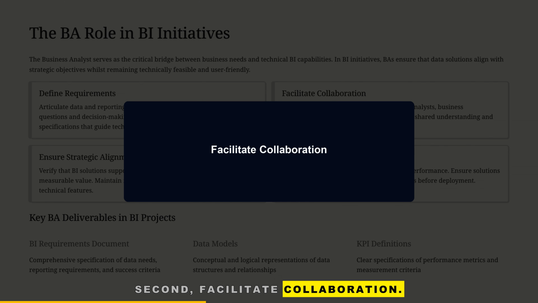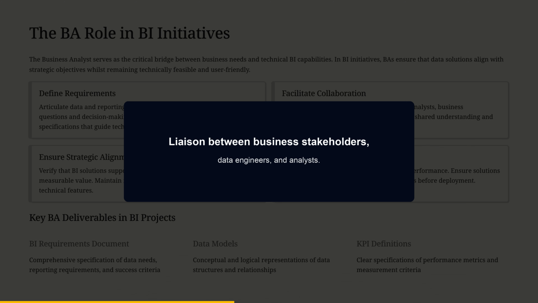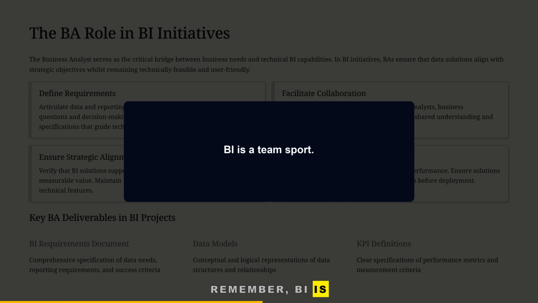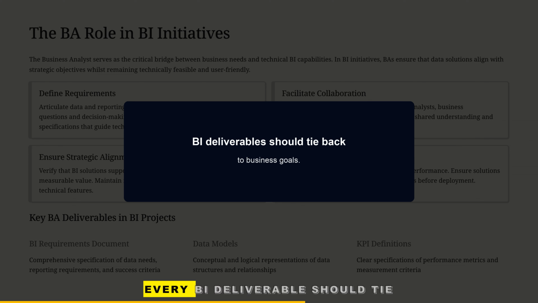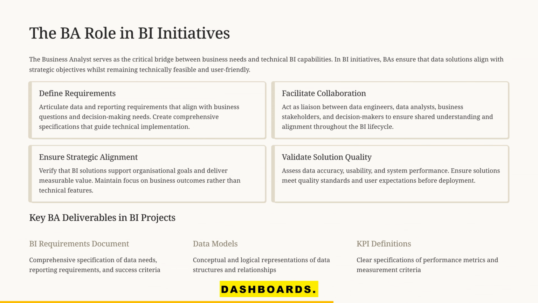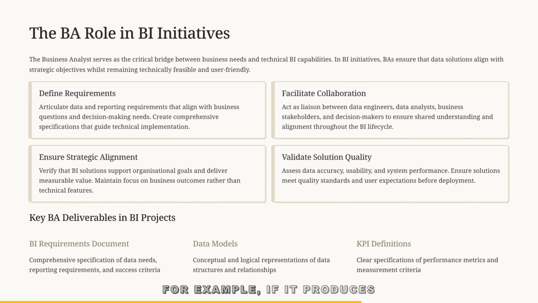Second, facilitate collaboration. You work between business stakeholders, data engineers, and analysts, ensuring everyone shares a common understanding. Remember, BI is a team sport, and you're the coach keeping everyone aligned. Third, ensure strategic alignment. Every BI deliverable should tie back to business goals. It's not about creating flashy dashboards, it's about creating insights that drive results. For example, if IT produces 30 KPIs, but leadership only needs 5, your role is to simplify and focus.